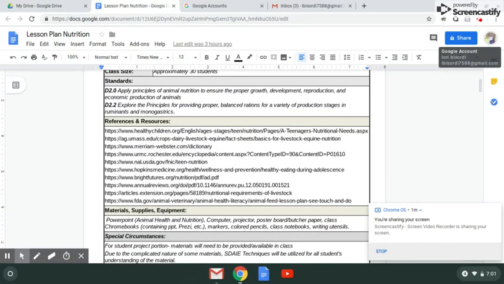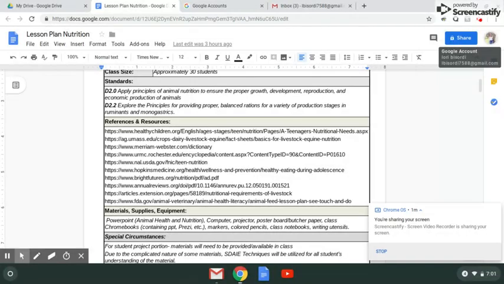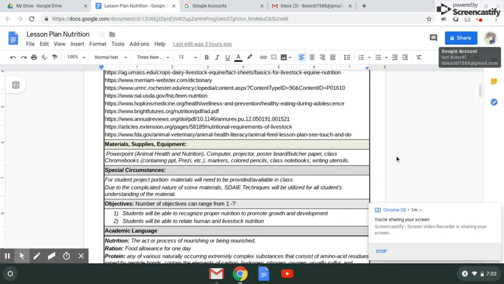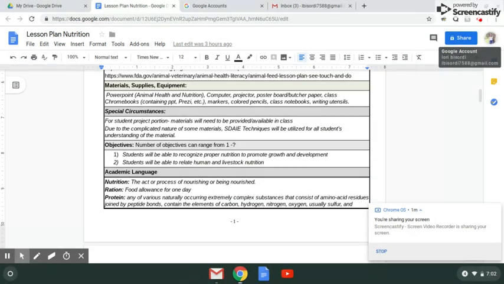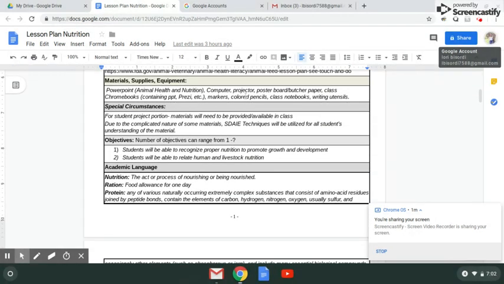We'll find our references and resources next, and feel free to use any of them. They're great resources and have tons of information on teen nutrition as well as livestock nutrition. We'll scroll down a little more where we'll find our materials, supplies, and equipment. Everything is marked out here, so anyone who uses this knows exactly what needs to be completed for this lesson. Next is special circumstances.